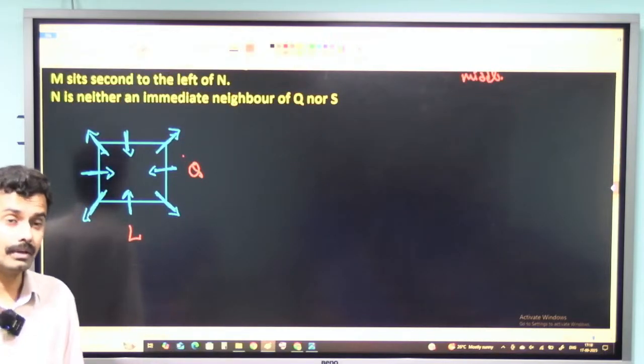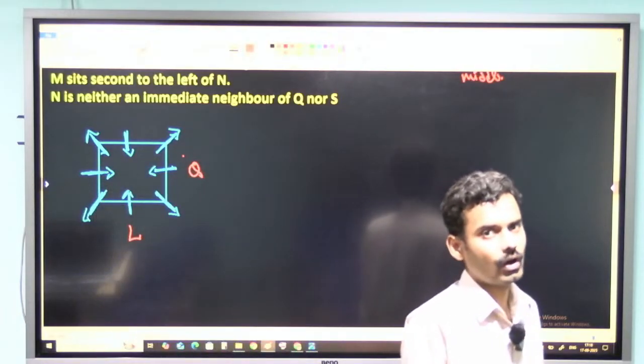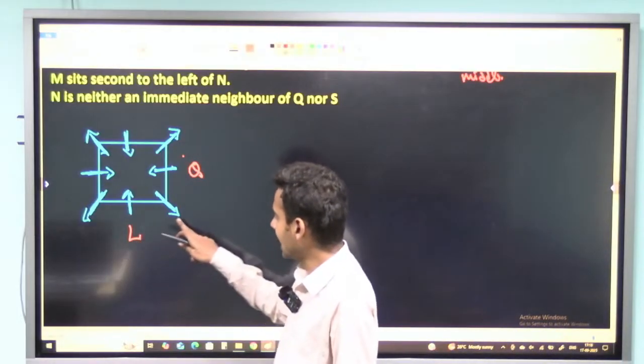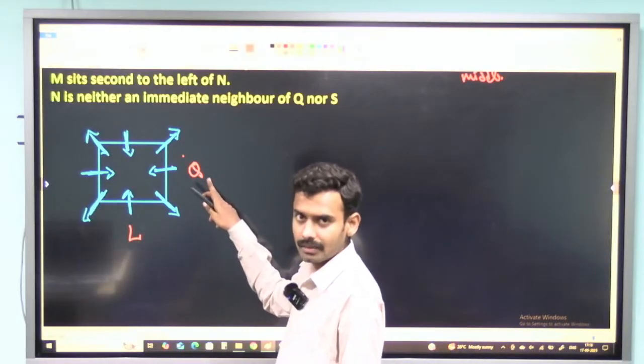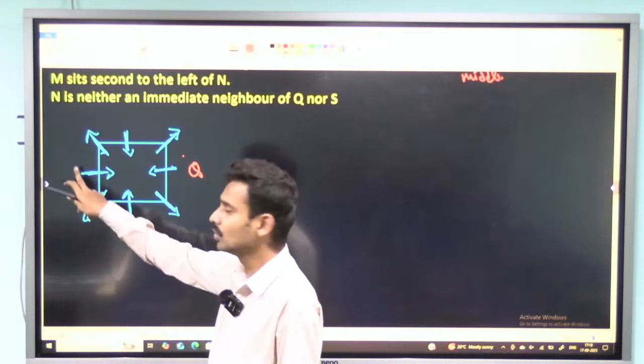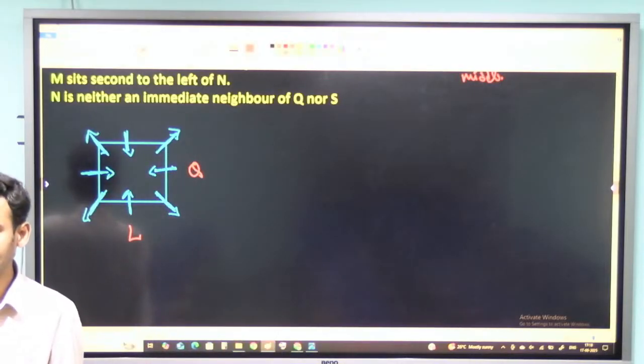But there is one problem. We don't know whether Q is to the left of L or to the right of L. Here, L, at a gap of one person, Q is sitting here, but it can be the other way around. L is here, at a gap of one person, Q can come here as well. So now I will create 2 conditions, or 2 cases.